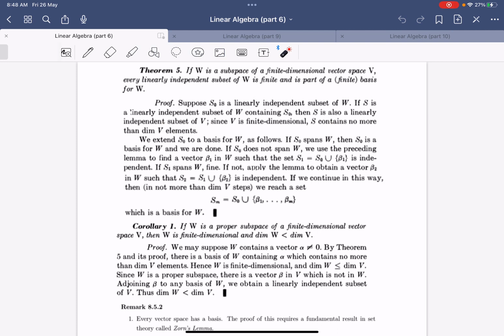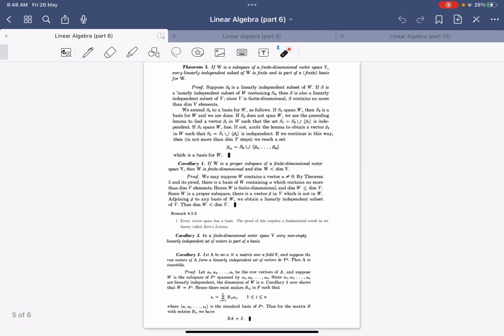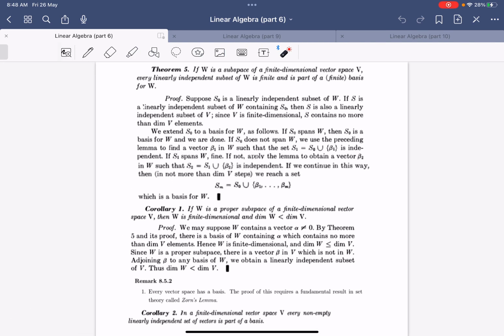And so we can extend this S0 to a basis for W now, by doing the following. We want to extend S0 to a basis. If S0 spans W, then S0 is a basis, and we are done. If it does not span W, then we can use this lemma where we just add on another vector to retain the linear independence, but now it spans a larger space. Then if it's now spanning, it's a basis. If it's not, then you just continue the process.